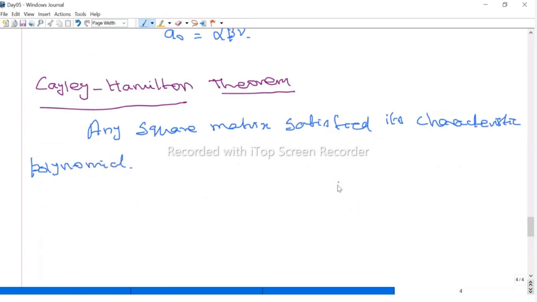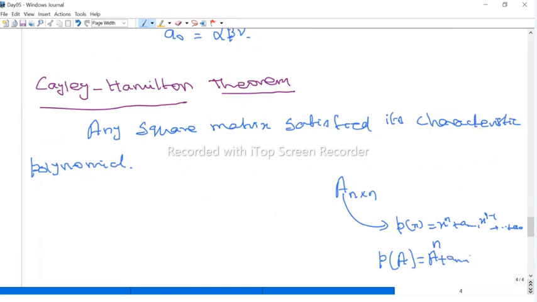We take any matrix. Suppose A is an n by n matrix, we will get a characteristic polynomial P of x. For example, P of x may be a_n x^n plus a_(n-1) x^(n-1) and so on plus a_0. Then if you substitute x equal to A, you will get a matrix equation: A to the power n, you have to multiply A n times, and then a_(n-1) A^(n-1) and so on, plus a_0 times the identity matrix. Then this should be 0. That is the Cayley-Hamilton theorem.